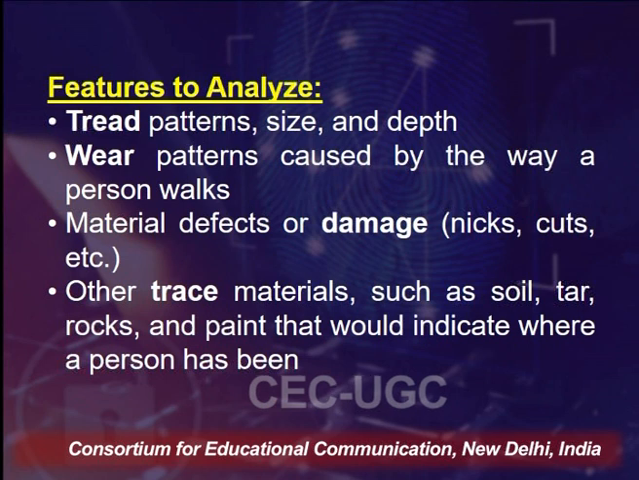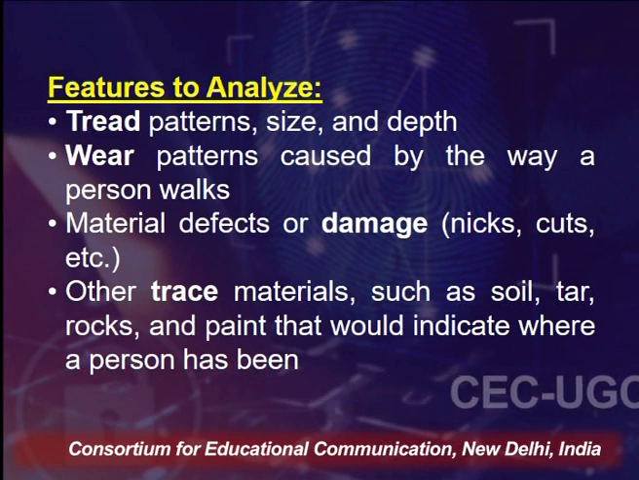Other trace materials such as soil, tar, rock and paint would indicate where the person has been, where he is coming from, and all the places he has been before coming to the place. In various cases we have identified that there is different soil found on the shoe of the person, and it matches the soil where the person lives. So it is easy to track the person from where he has come from.